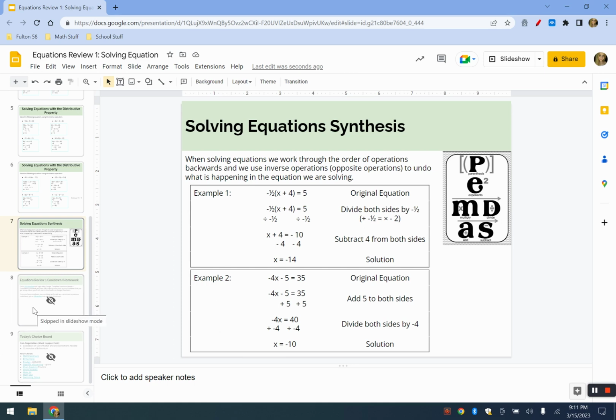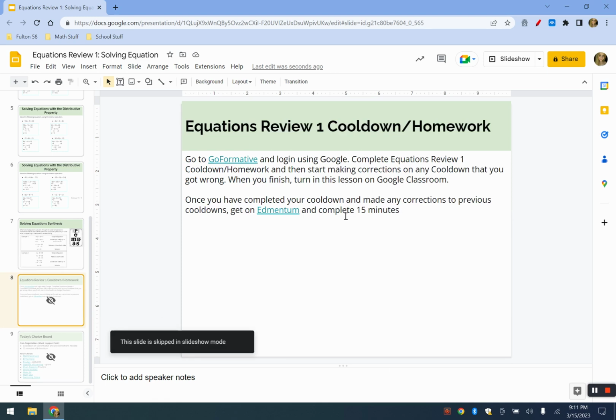Before you do that worksheet, though, you definitely got to make sure you do the cool down / homework, because I am definitely going to be looking for that when I get back. And if you don't have that done, it will be a behavior flip. So please make sure that you get these done.